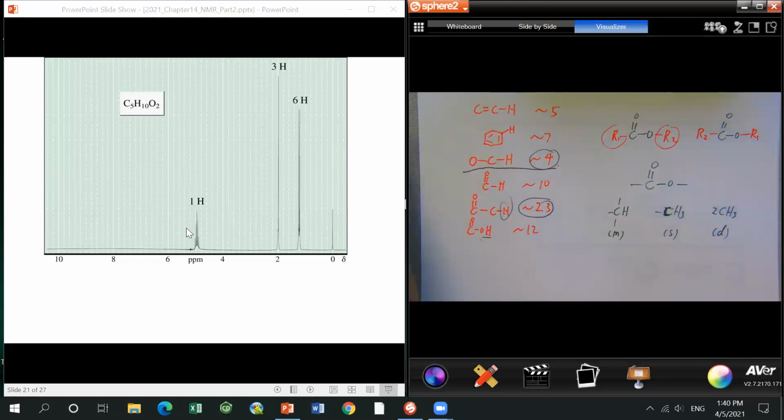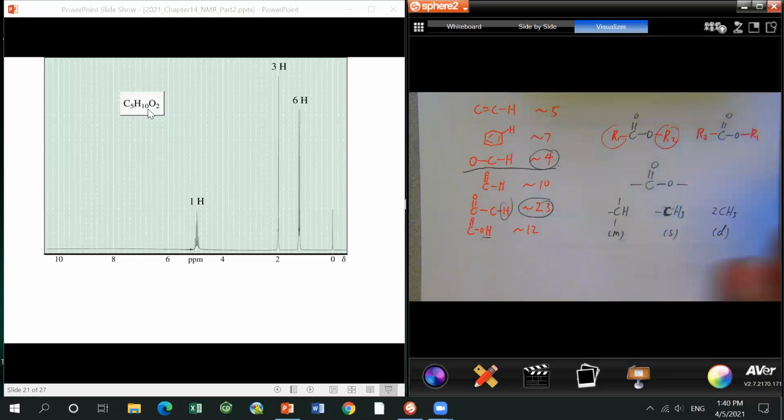to see whether it fits the C5H10O2. So 1, 2, 3, 4, 5, five carbons, no problem. And hydrogen, 1, 4, plus the 6 here, so 10 hydrogens and 2 oxygens. All the atoms are accounted for. You need to pay attention to the number of peaks. Now we can see we actually have five fragments.